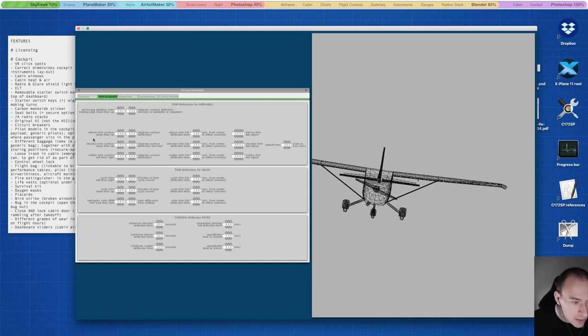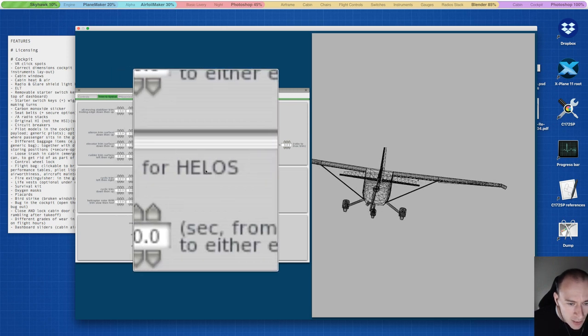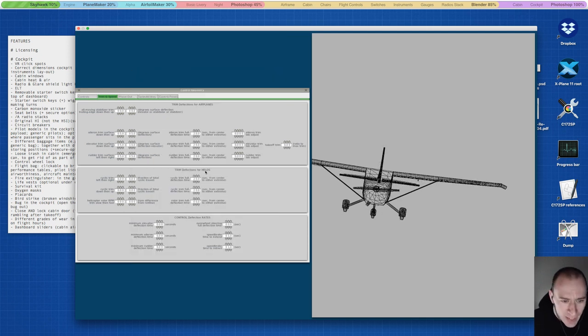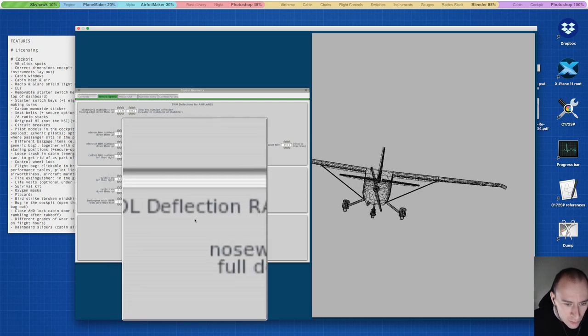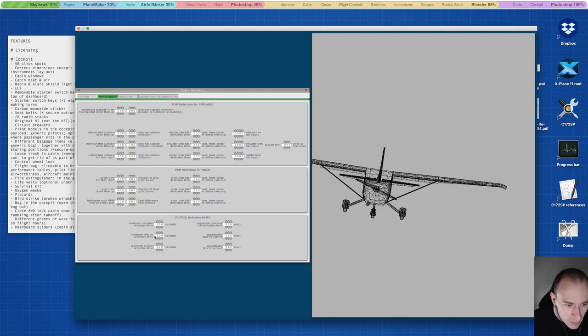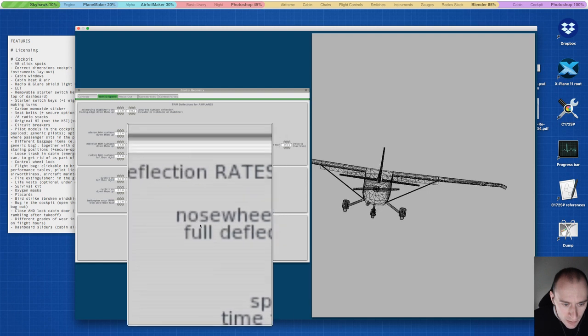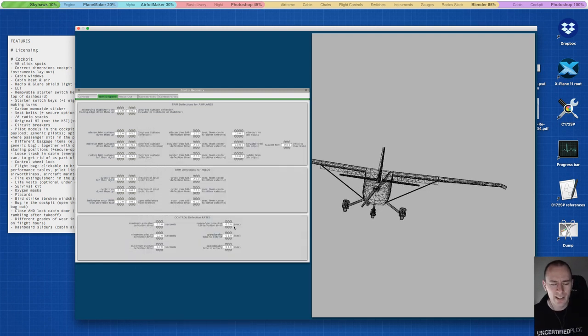Okay, so the only thing that we need to... trim deflection in helicopters, I think that's what is referred to by halos. And control deflection rates. Elevator, aileron deflection time. Interesting. Nose wheel steering times. Speed brakes we don't have, obviously. That's interesting. And again, this is stuff I think that SimCoders is manipulating as well through the Reality Extension Pack.